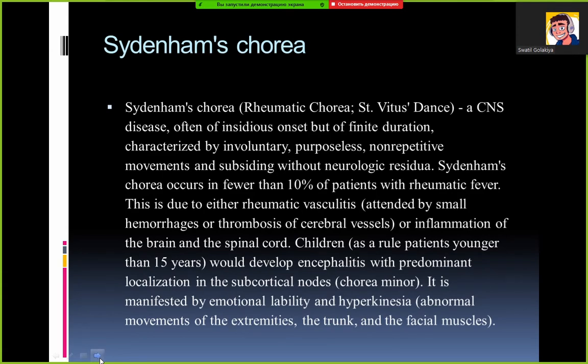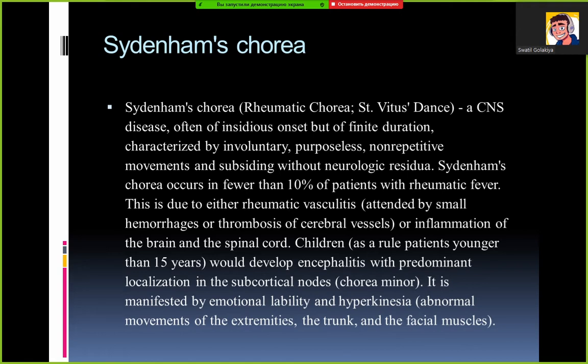Sydenham's chorea, a central nervous system disease, often of insidious onset but of finite duration, is characterized by involuntary, purposeless, non-repetitive movements and subsides without neurological residue. It is a very important idea that it will subside without any neurological residue. Sydenham's chorea occurs in fewer than 10% of patients with rheumatic fever.